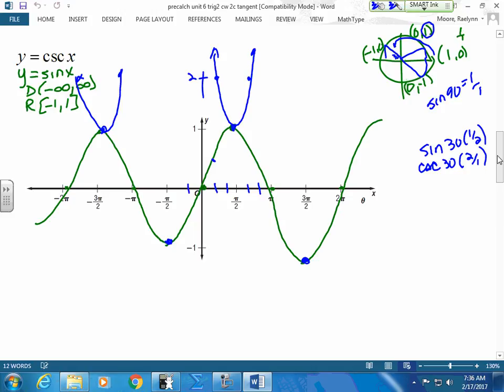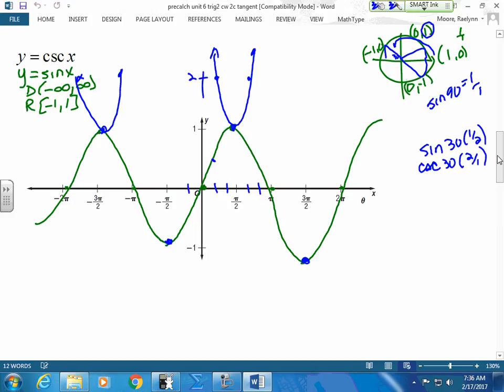What's the sign of negative 30? Just follow me. 1/2, but is it positive or negative? Negative. Negative 30. I'm in what quadrant? 4. So what's the reciprocal of negative 1/2?